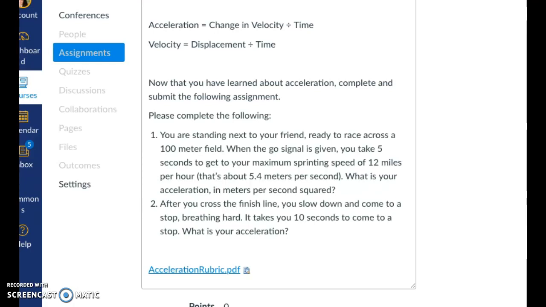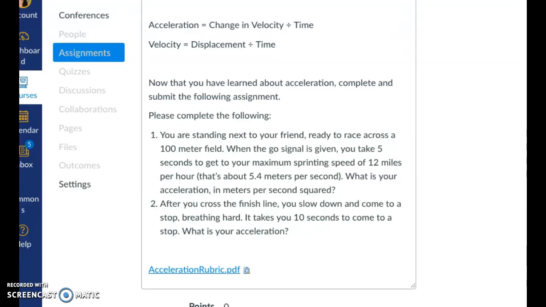So with these two statements in mind, constant change of speed and the change in direction of an object in motion, what we're talking about is a change in velocity. Velocity is the change of speed or the change of direction. So we're talking about a change in velocity when we're talking about acceleration.